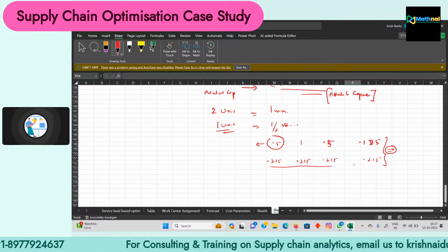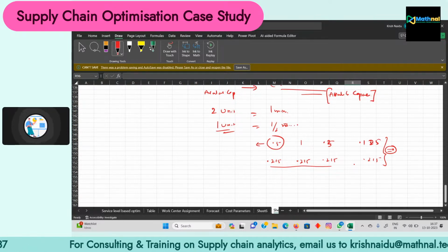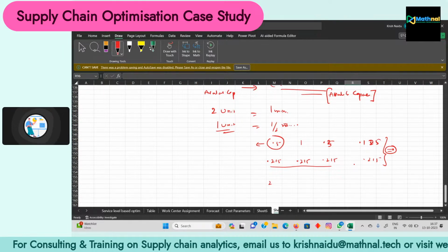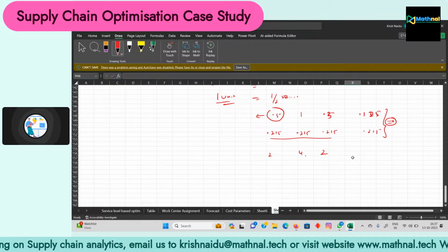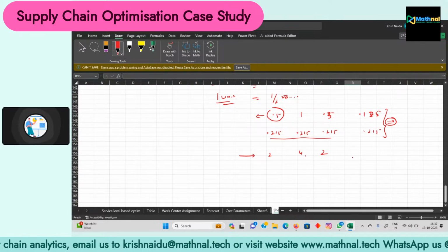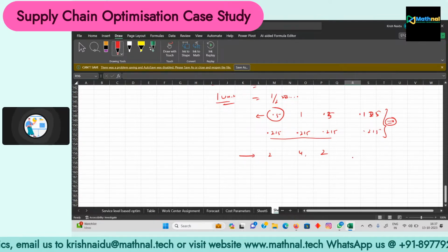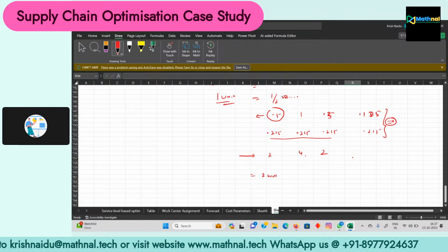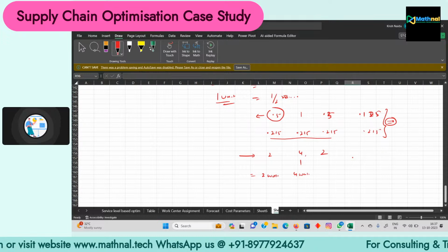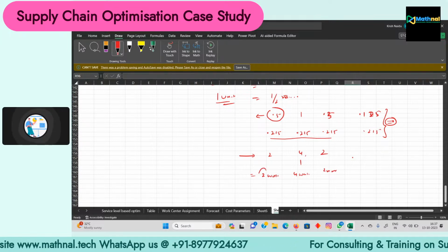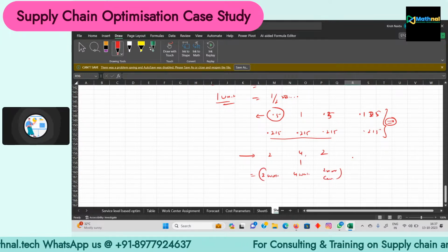Here it is taking twice the time. Here it is taking four times. This is twice, right? So in this case, if it is taking twice the time, then we need to have two work centers. If it is taking four times, then we need to have four work centers, right? This is a very important decision we need to take.